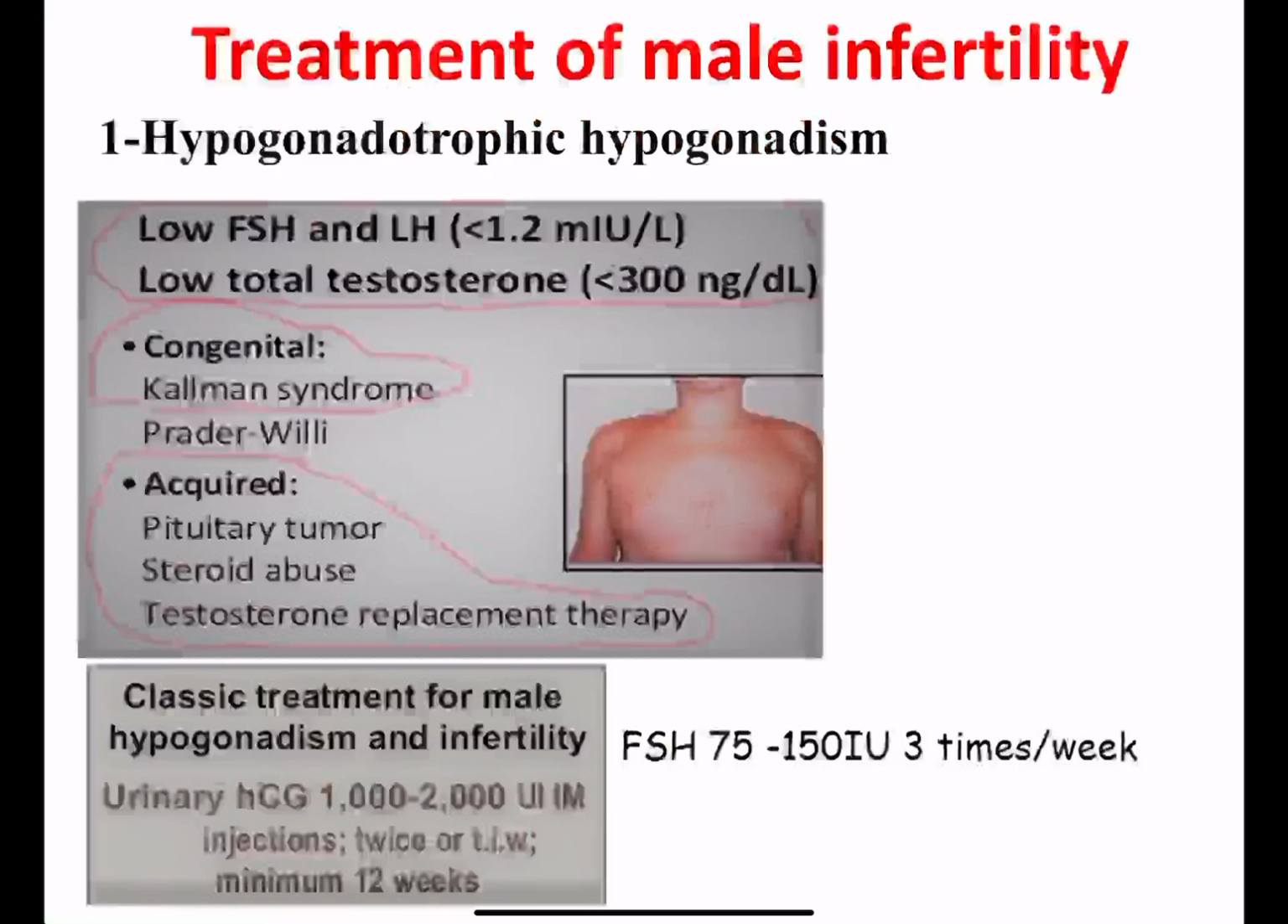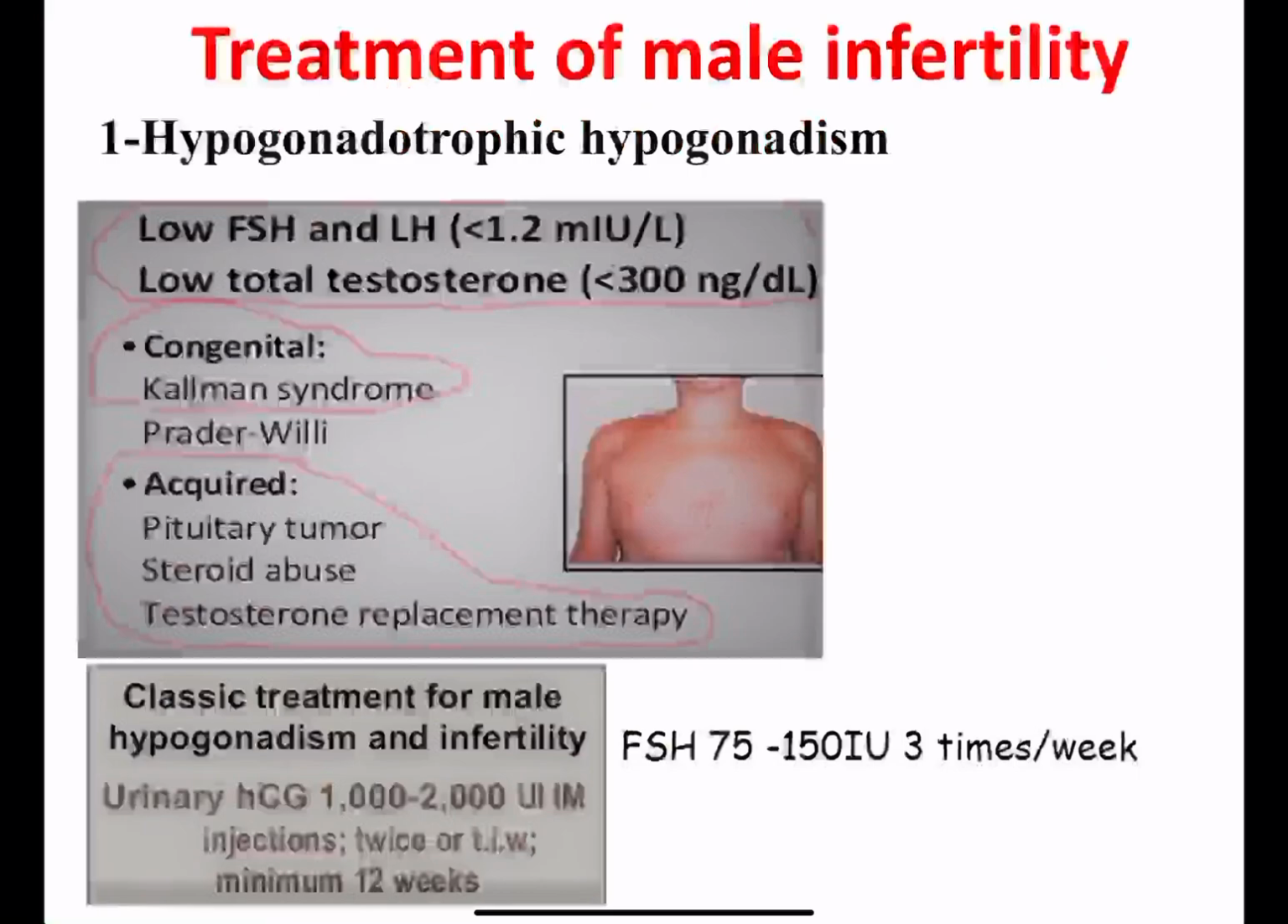Now, the treatment of male infertility. The only patients who benefit from treatment are those with hypogonadotropic hypogonadism, a pre-testicular lesion. They have low FSH, LH, and low testosterone. Examples of those patients are Kallmann syndrome, pituitary tumor, steroid abuse, and testosterone replacement therapy. So those patients have low FSH and LH, and if we give them exogenous FSH and LH, we will achieve our therapeutic goal.